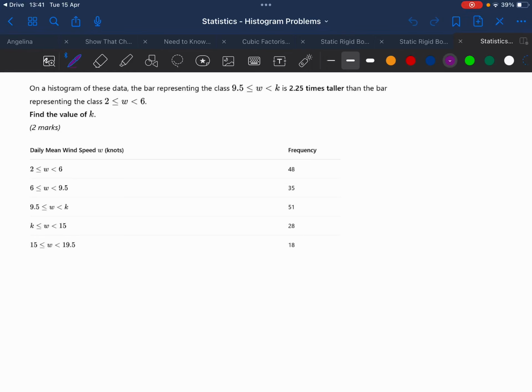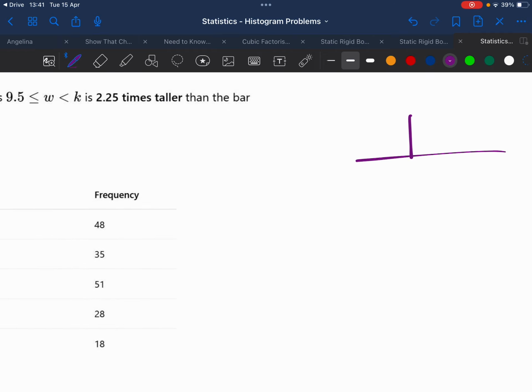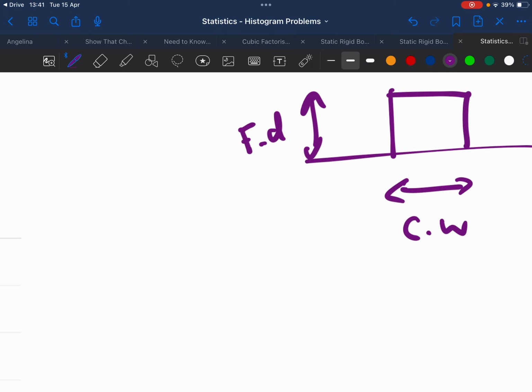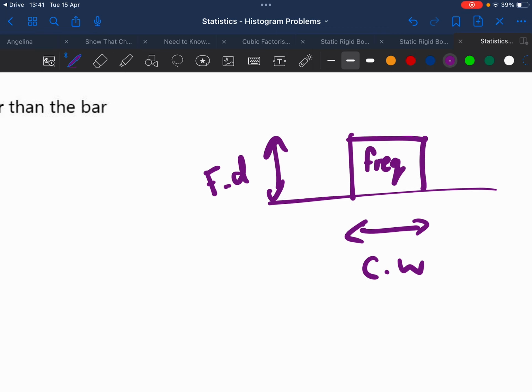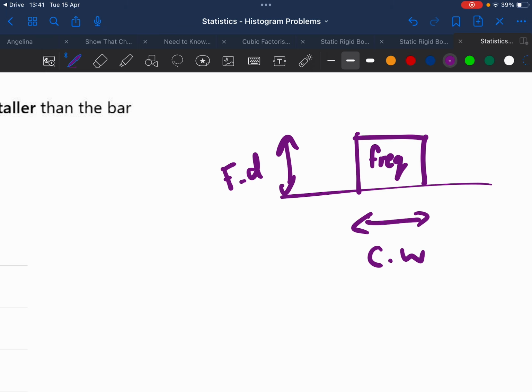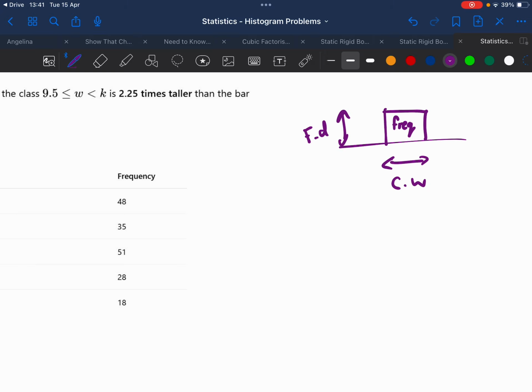We're going to look at some problem solving involving histograms. The idea is that we have a bar with a class width and a frequency density, and the area is either the frequency (for GCSE it was always frequency) or some sort of scale factor of the frequency. So this is the idea we're going to play around with today.